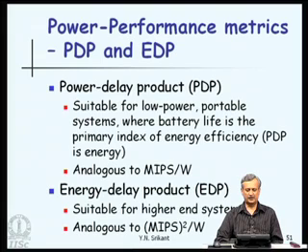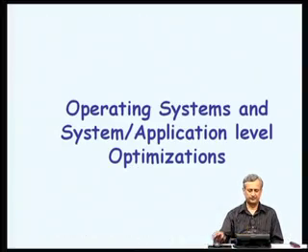Then, power delay product is suitable for low power portable systems where battery life is the primary index of energy efficiency. So, PDP is nothing but energy and it is analogous to MIPS per watt, and energy delay product, EDP, is nothing but MIPS square per watt and it is useful for higher end systems.